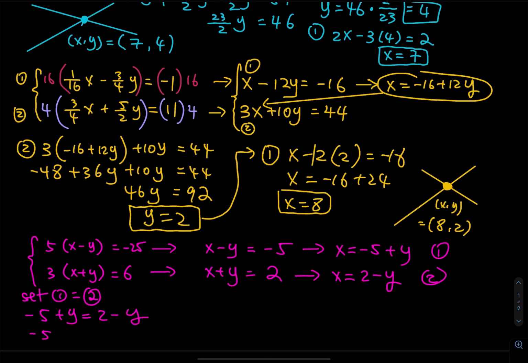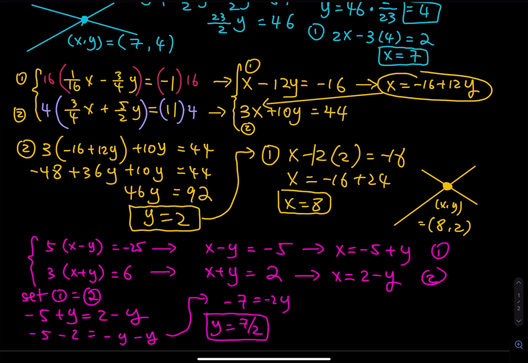And then you have negative 5 minus 2 equals negative y minus y. And then this is negative 7 equals negative 2y. So y equals 7 over 2. Plug it into either one of them. Let's just plug it into the first one. So number 1, we have x equals negative 5 plus 7 over 2. Okay, so that is negative 10 over 2 plus 7 over 2. Then you have negative 3 over 2. So x equals negative 3 over 2.